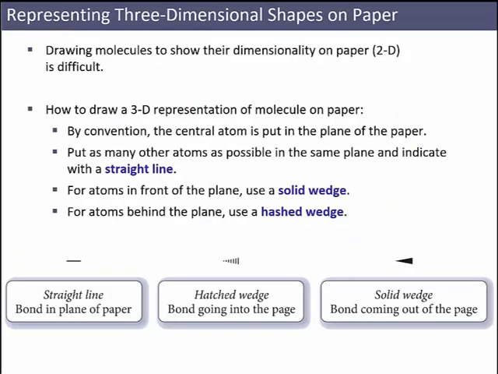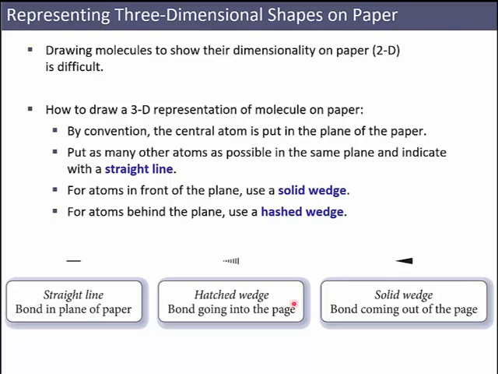Drawing molecules to show their dimensionality in 3 dimensions on 2D paper is a little tricky. So how are you going to represent things without having to use shading or fancy graph paper to indicate it? What do you do if you're a lowly chemist and not some sort of Michelangelo? So how do you draw these 3D representations on a flat plane? By convention, we're going to put the central atom in the plane of the paper, and we're going to put as many other atoms as possible into that same plane to make our lives easier.